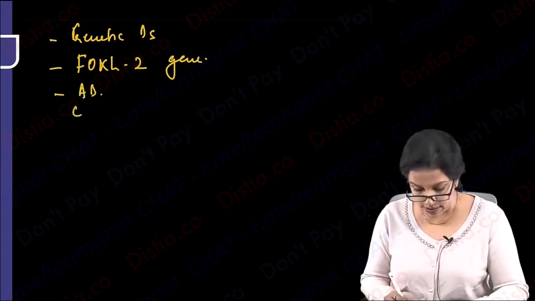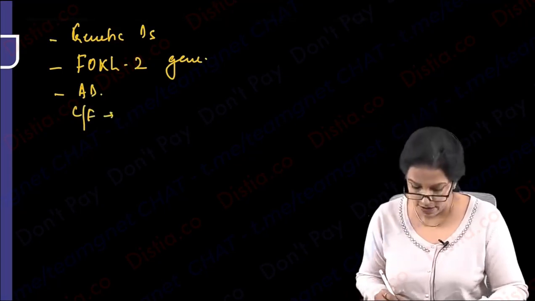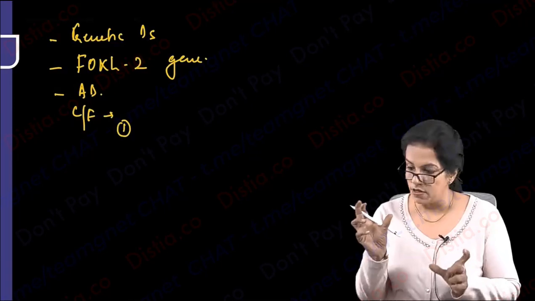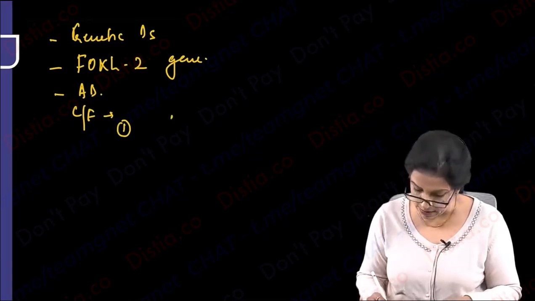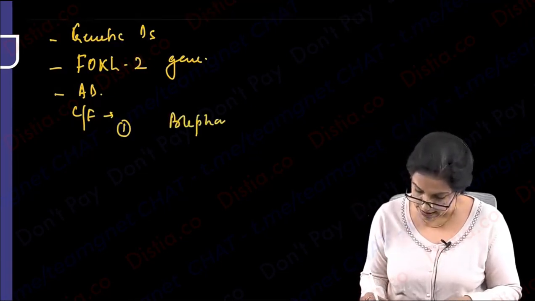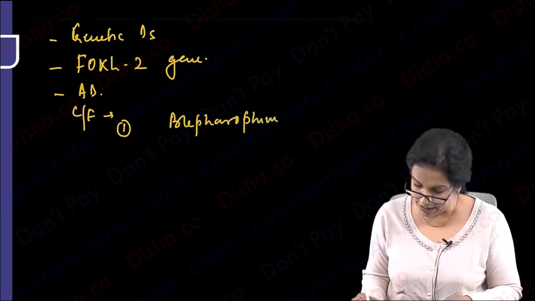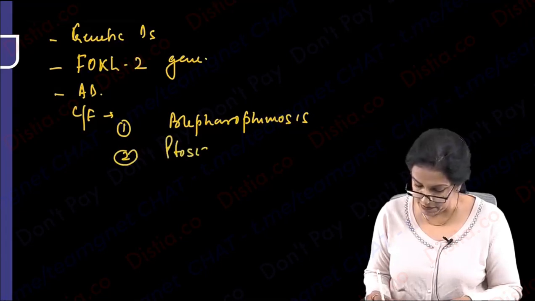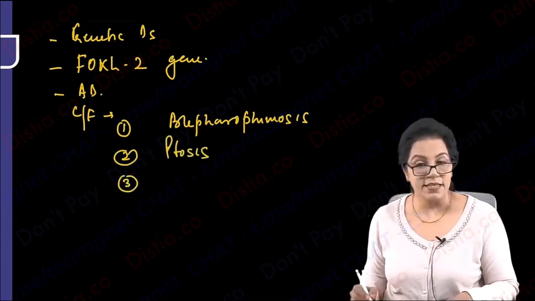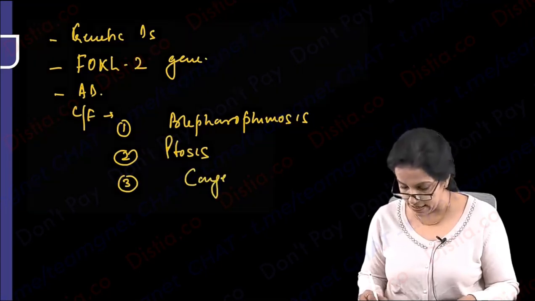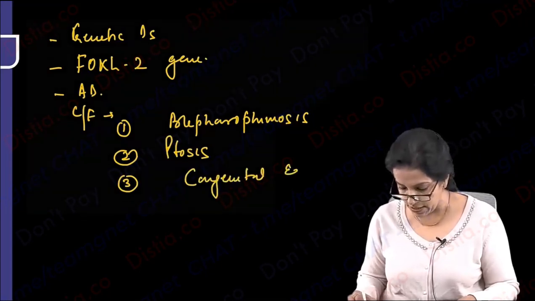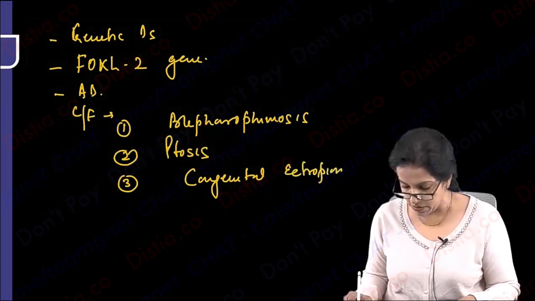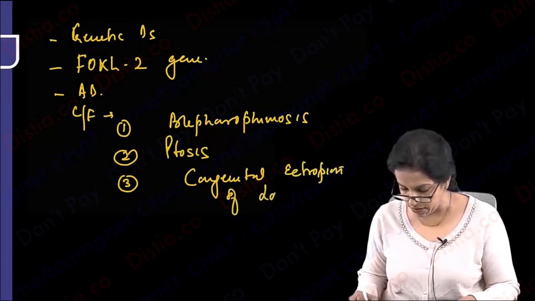Now coming to the clinical features, how the child is born. First is shorter horizontal length, that is blepharophimosis. I talked about this initially. Second, there will be ptosis. This is also clear what is ptosis. Third, there will be congenital ectropion of the lower lid. So the lower lid is turning outward. Ectropion of lower lid.